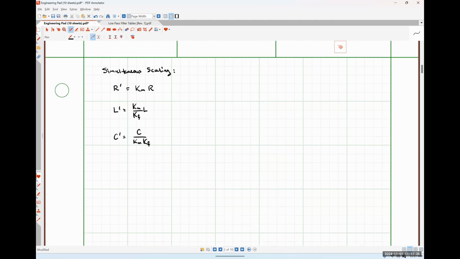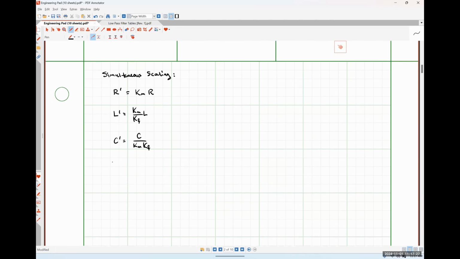And then lastly, looking at the effects of both going on for resonant frequency, it's just K_F times omega naught. It has no impact on our quality factor whatsoever. And our bandwidth, once again, is simply scaled by our frequency scaling factor.